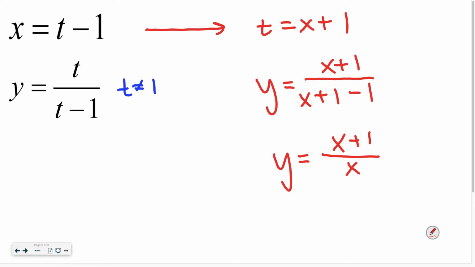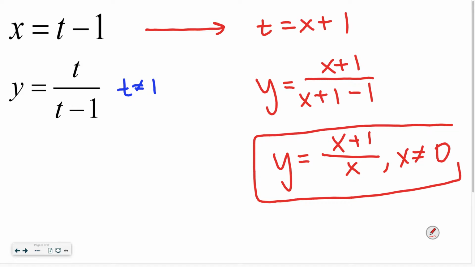In our parametric equations, t could not equal 1. If we plug 1 in for t, what does that correlate with for x? When t is 1, x is? So in our rectangular equation, we would need to indicate that x cannot equal 0, which makes sense with the equation that we just wrote.